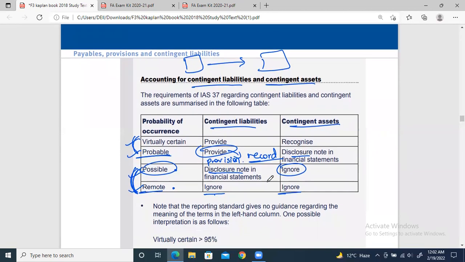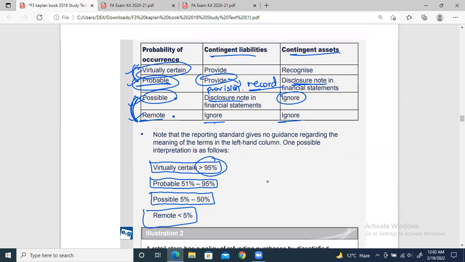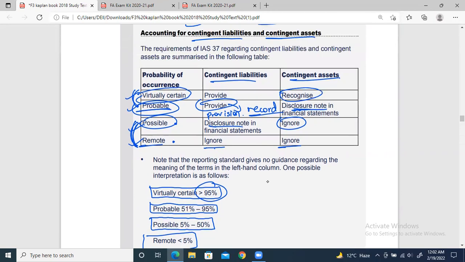So if it is probable for the contingent asset, still we don't have full knowledge whether we will receive any cash or compensation or not. So still we'll disclose it over here if it is probable. The highest probability of occurrence is virtually certain, which is close to 100%, almost 100%. Over here it's written more than 95%. So in this case, if it is a contingent asset, we'll recognize an asset. If it is a contingent liability, we'll provide for it. That means we'll make a full provision for it.